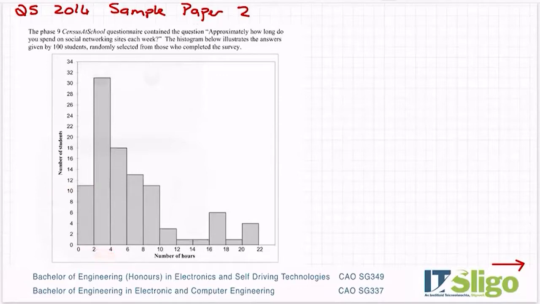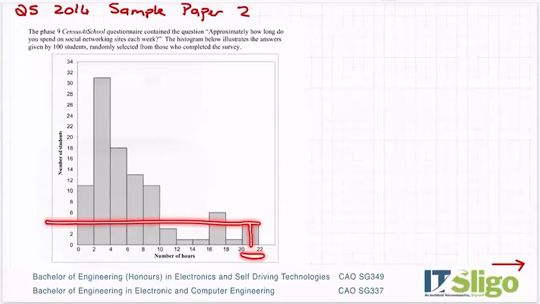Between 2 and 4, it's the biggest one, so let's go up here. It's 31 students spend between 2 and 4 hours per week on social media sites. And all the way up, if we have a look at 20 to 22, for example, let's go across to the y-axis, and it looks like 4 students there spend 20 to 22 hours on social networking sites every week. And you might need a ruler. I've just got a ruler now on my screen. I know you can't see it, but just to make sure that it is actually 4.